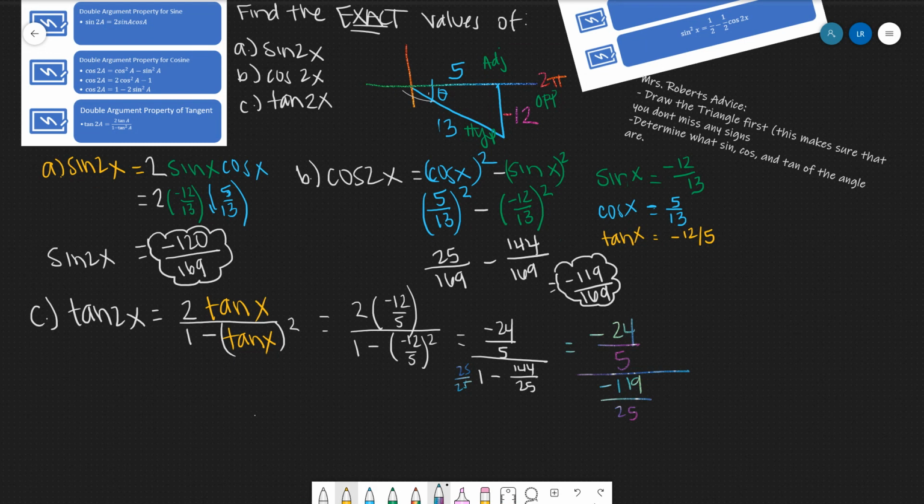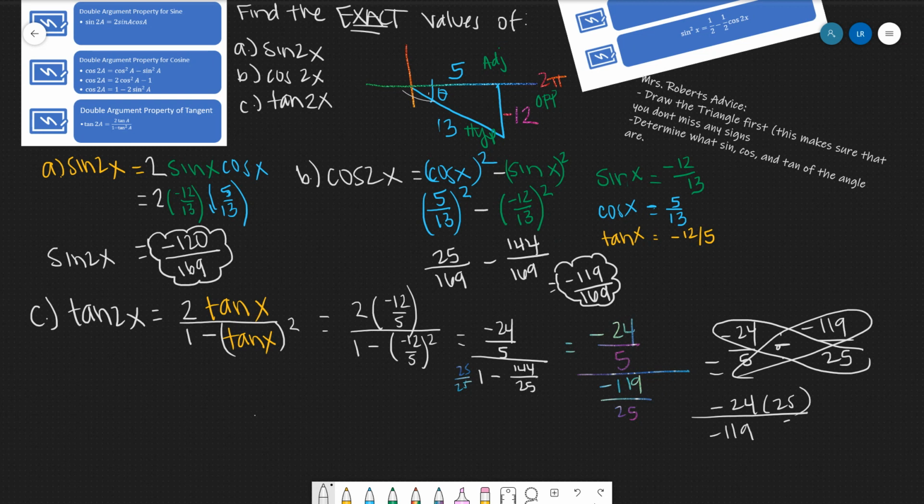We have this really ugly complex fraction, and we can rewrite that ugly complex fraction like this, divided by, and then you cross multiply. And then you can simplify, and so this becomes negative 24 times 5 over negative 119, and negative 24 times 5 is 120. And there we have it, that the tangent of the double angle that we started with here is going to be 120 over 119.